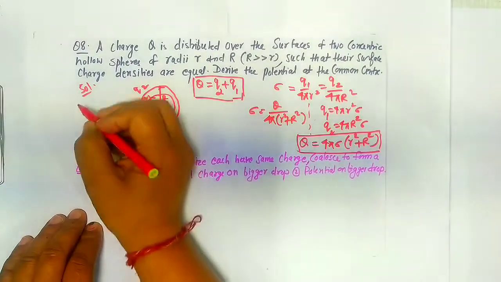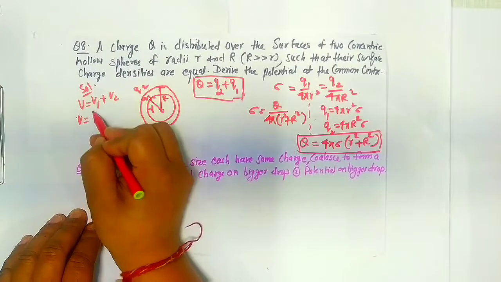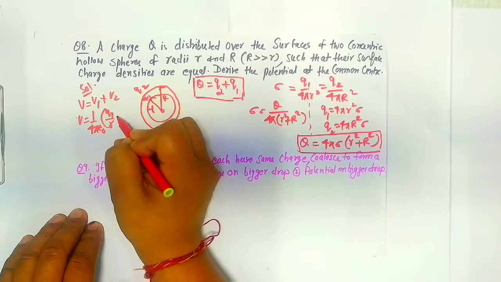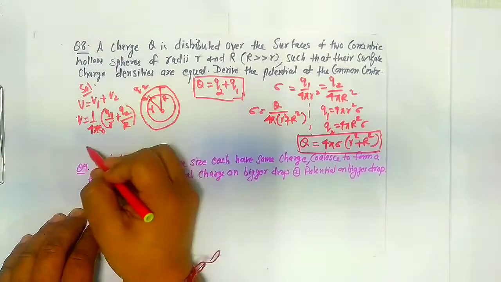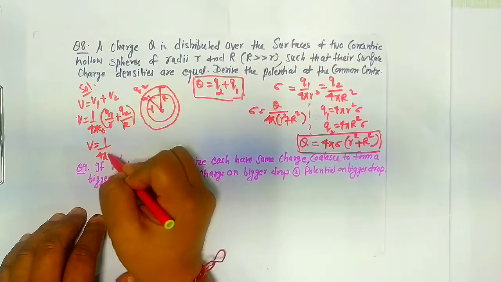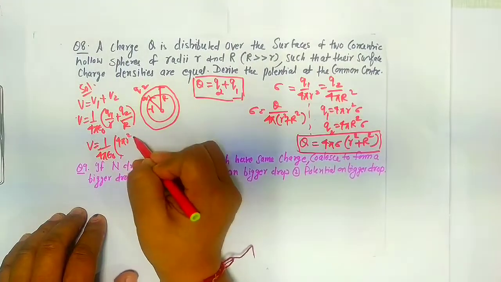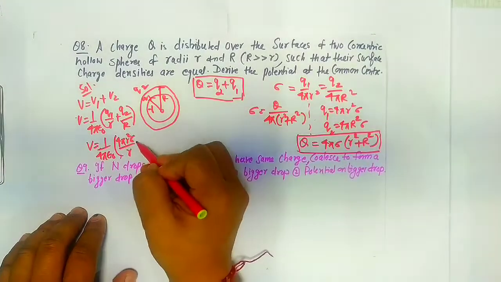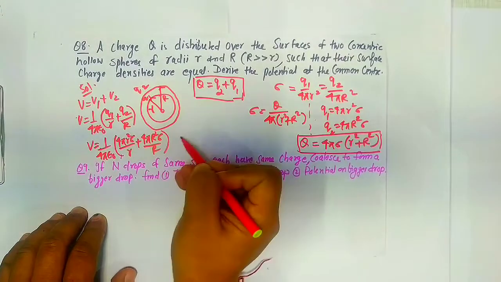Now the net potential will be what? V1 plus V2, again the same thing, additivity. What is V? 1 upon 4 pi epsilon naught, in bracket it will be q1 by r plus q2 by R. So you solve it out. When you solve it out, you put in the values. 1 upon 4 pi epsilon naught, in place of q1 you will put 4 pi r square sigma by r, and in place of q2 you will put plus 4 pi R square sigma by R, and you solve it out.